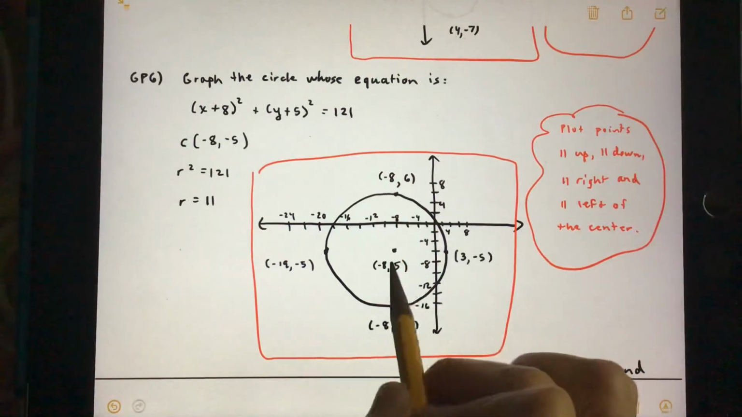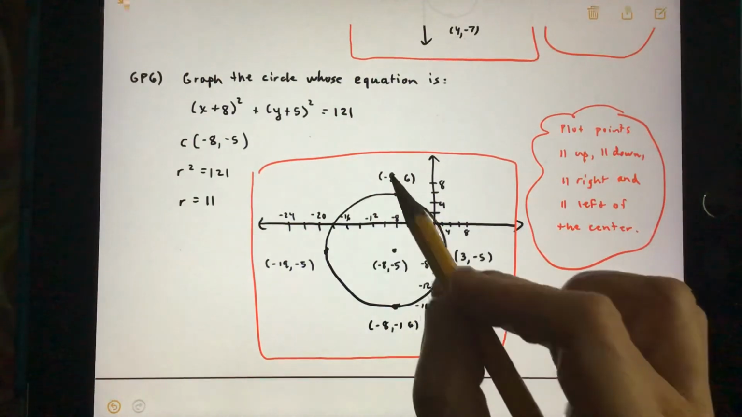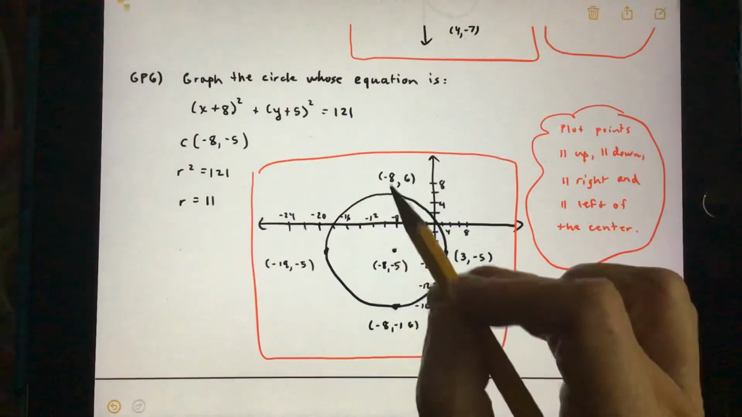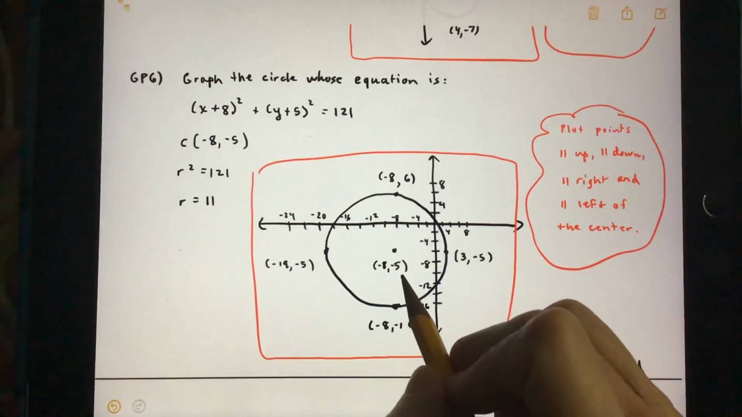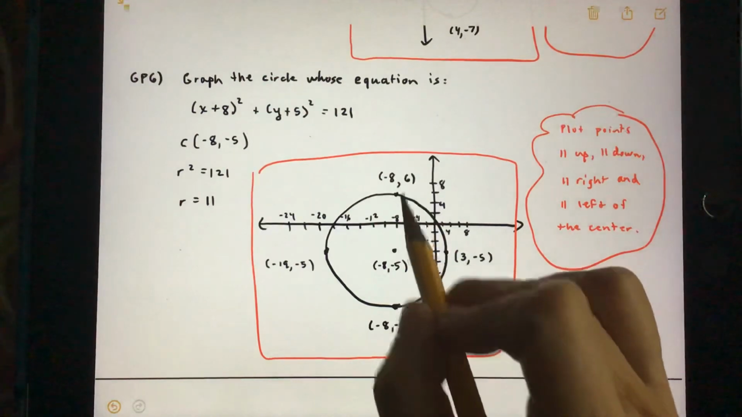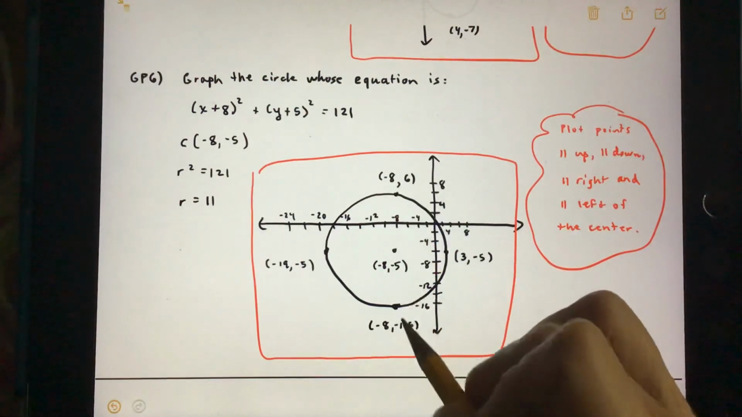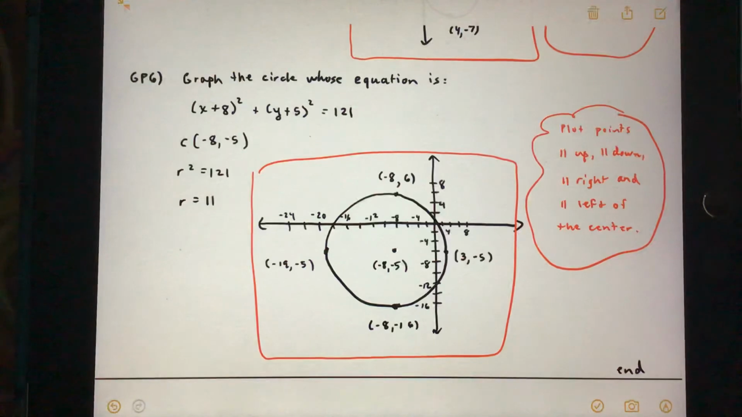To get my ordered pairs above and below my center, notice that what stays the same is the x-coordinate, because all these points are 8 to the left. Then go to the y-coordinate, which in this case is negative 5, add 11. Negative 5 plus 11 is 6. And then negative 5 minus 11 is negative 16. And all of my points are labeled. My circle is drawn, and I am finished with this guided practice set of problems.